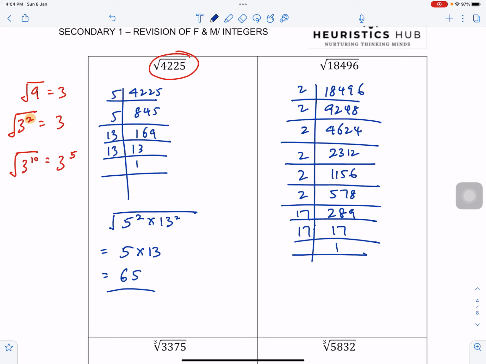So the index notation is 2 to the power of 6 times 17 to the power of 2, which gives me 2 to the power of 3 times 17. So 2 to the power of 3 times 17 is 136. So this is the square root of this number. Let's move on to the next one.